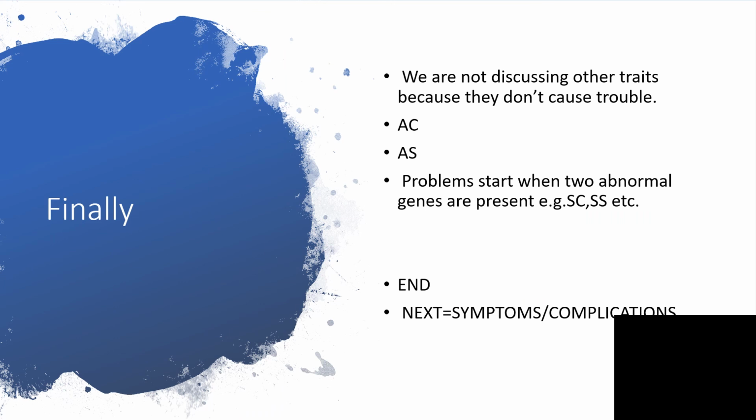Finally, for the moment, we are not discussing other traits because they don't cause trouble. So I'm not talking about AC or AS. The problem starts when two abnormal genes are present, e.g. SC, SS, and so on, which I'll be discussing from this time forth. So part 2, part 3, part 4 will all be centered on SS, SC, S-D, S-O, and the likes in that group that will come down with signs and symptoms of sickle cell disease.